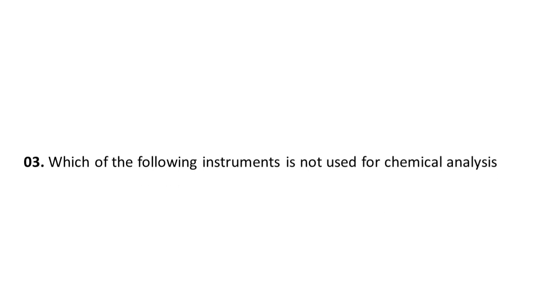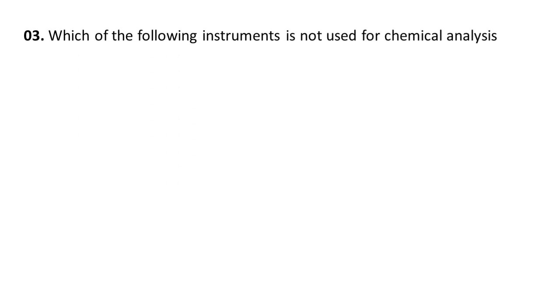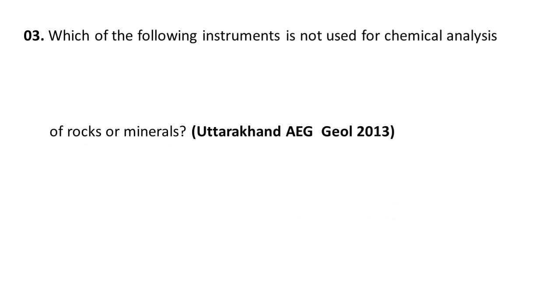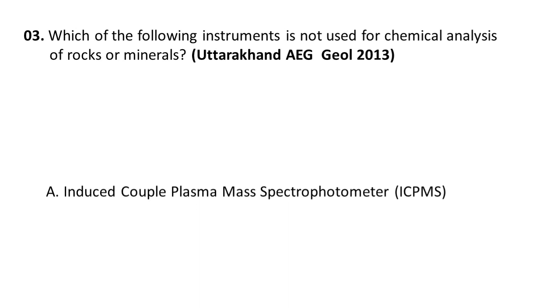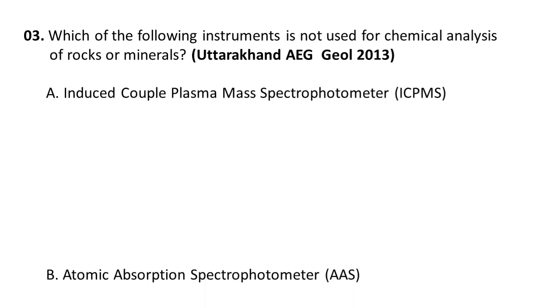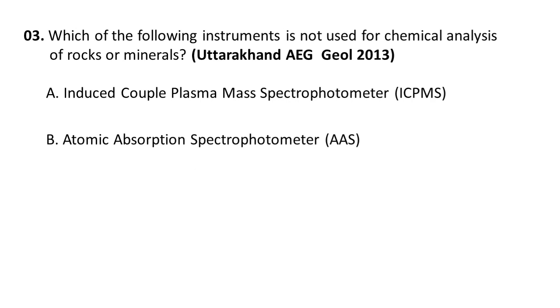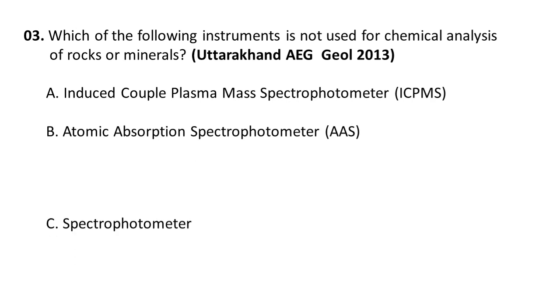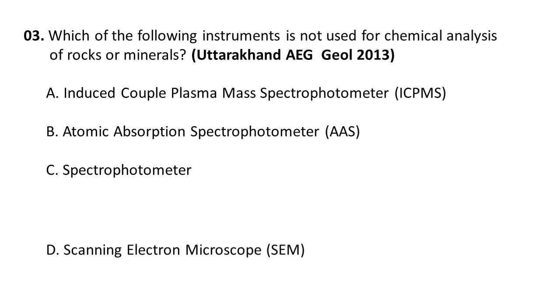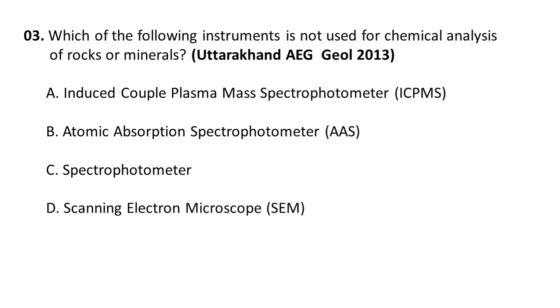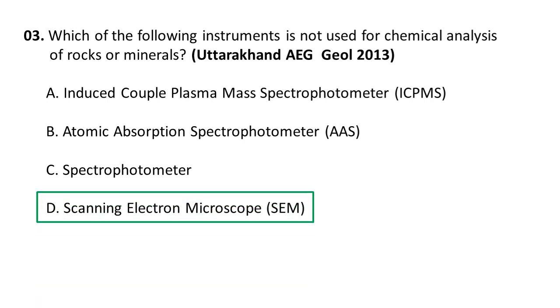Next question. Which of the following instruments is not used for chemical analysis of rocks or minerals? The choices are A. ICP-MS, that is inductively coupled plasma mass spectrometer, B. atomic absorption spectrophotometer AAS, C. spectrophotometer and D. scanning electron microscope SEM. So, obviously SEM is not used for the chemical analysis of rocks and minerals.